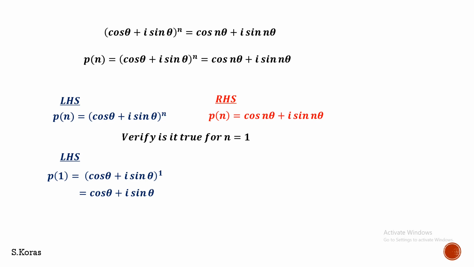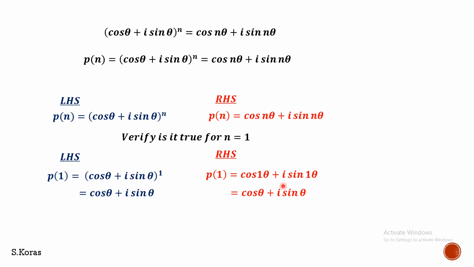Now let us go to the right hand side. Here also we have to substitute n is equal to 1. If you substitute n is equal to 1 in this right hand side, P of 1 is equal to cos 1 theta plus i sin 1 theta. That is nothing but cos theta plus i sin theta. So for n is equal to 1, the left hand side and right hand side are equal to one another. So it is true for n is equal to 1.